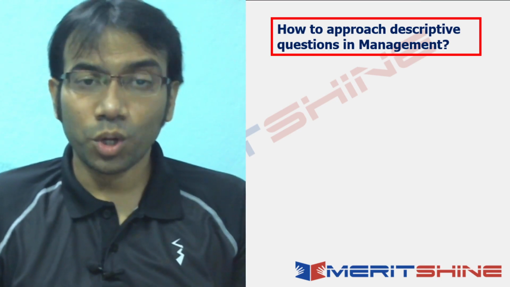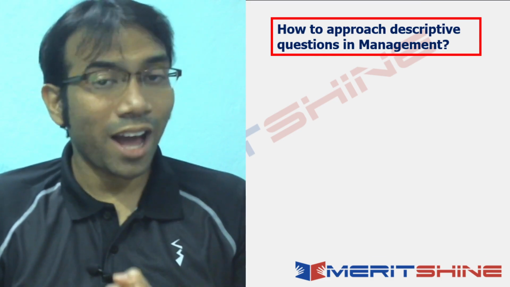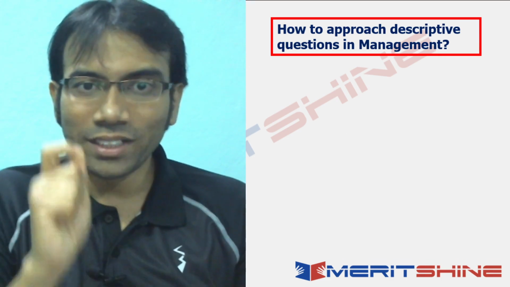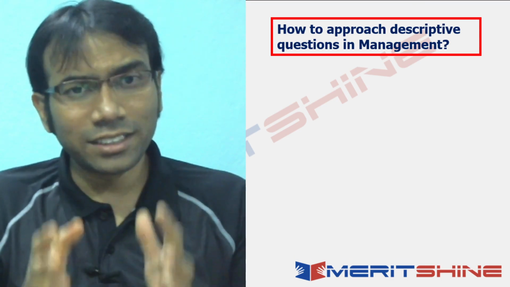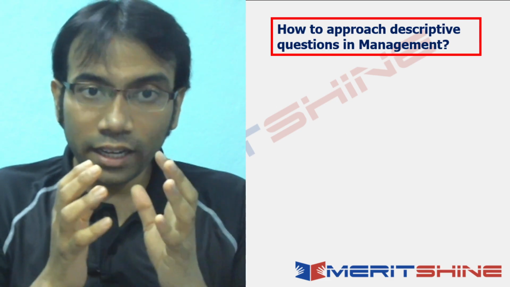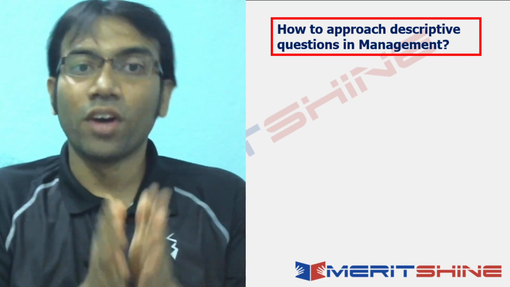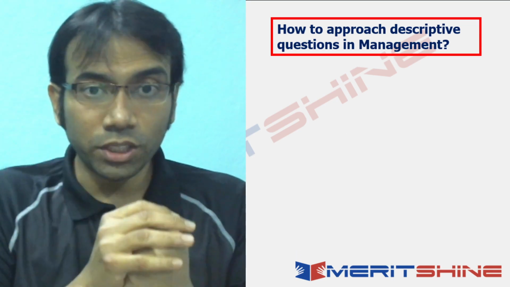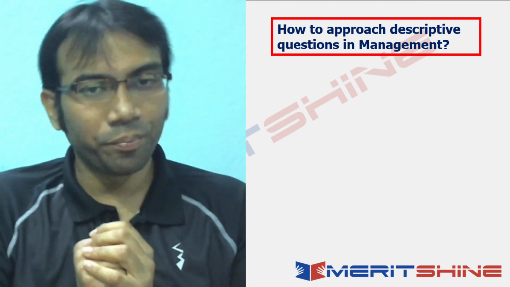Today we are going to do a very interesting thing. We are going to look at how to approach the descriptive questions in management section. As you know, RBI this year has changed the pattern of the exam. It has introduced an additional descriptive section inside the paper of finance and ESI. So now your paper would be 50% objective and 50% descriptive rather than 100% objective, right?